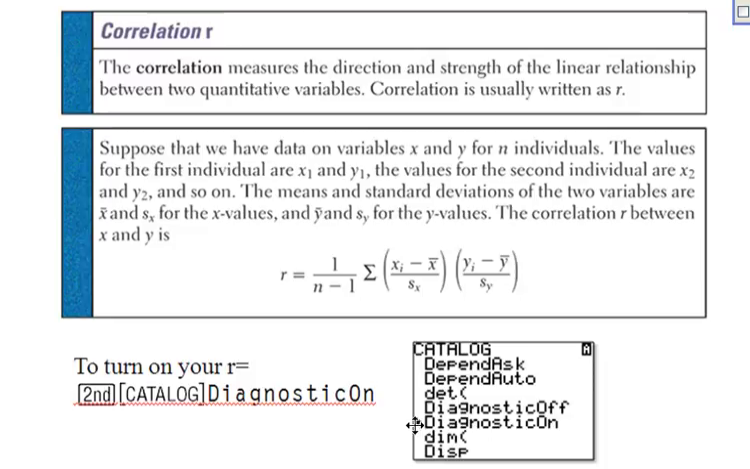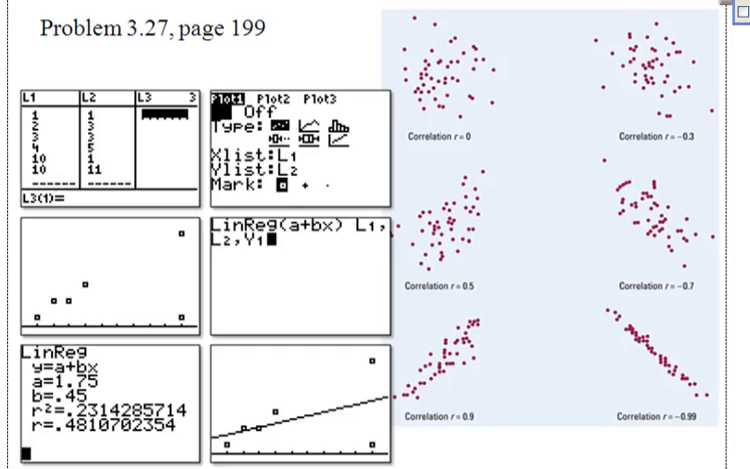At this point, everyone's diagnostics should be turned on so that they get the R squared and the R values when they do a linear regression. But if not, this is the step to do to get the R squared and the R to appear when you do a linear regression.